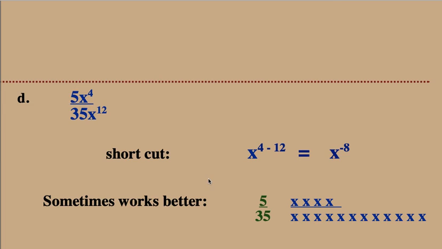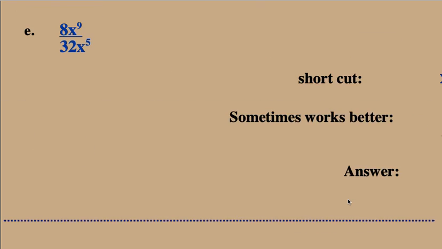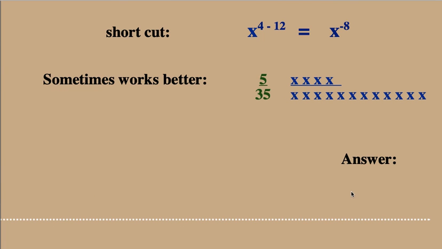Again, like I said, sometimes it might be better to write it out with all the x's right here. You're going to notice that you're canceling out 4 of them, and you're going to have 8 left on the bottom. So when you get an answer, it will look quite often like that.